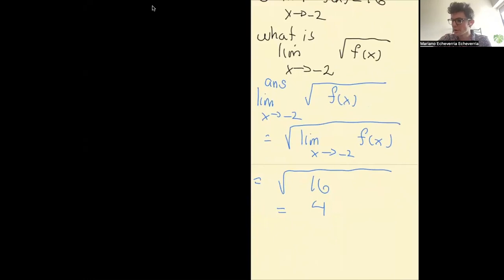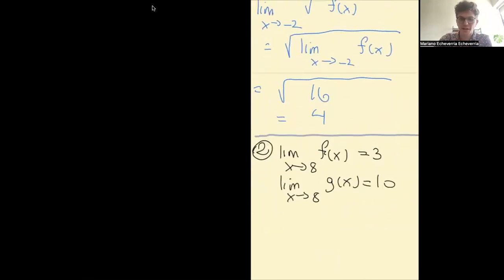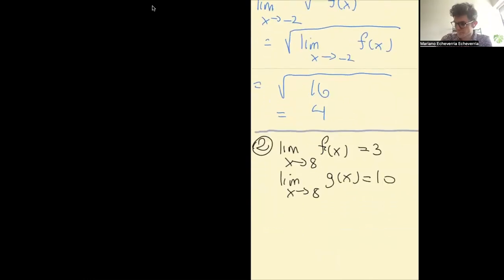Now the next one was also a property of limits question. Problem two tells you that the limit as x approaches 8 of f of x is 3, and the limit as x approaches 8 of g of x is 10. And they ask you for the limit of the ratio.